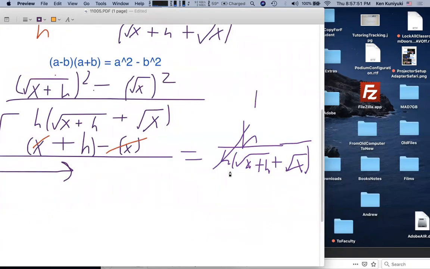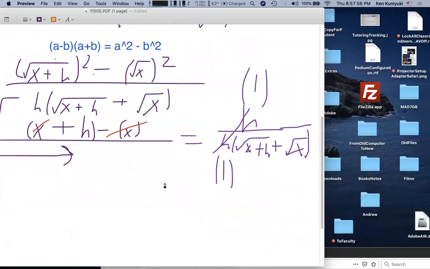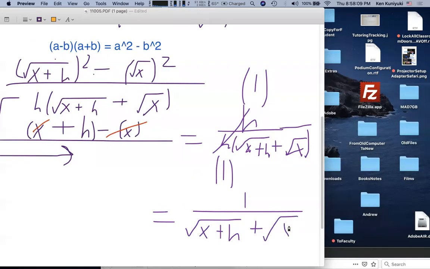H divided by h is 1. So you end up with 1 over, don't forget 1 over root x plus h plus root x, where h is not 0, but we're not messing with domain anyway. All right. Any questions? To find the derivative, you let h approach 0, and you get 1 over 2 root x. That's the derivative of the square root function. That's 1.11. That was optional.